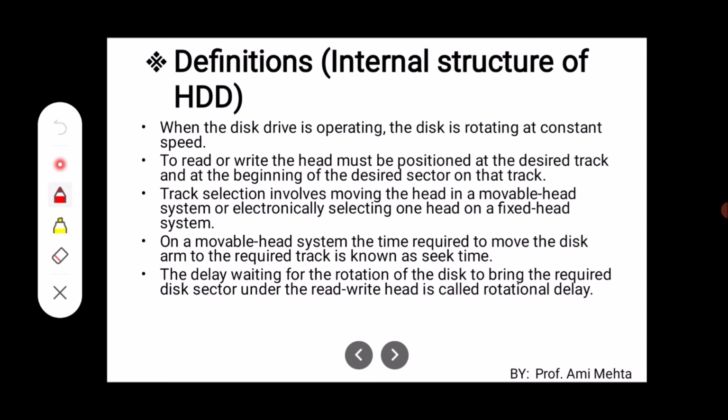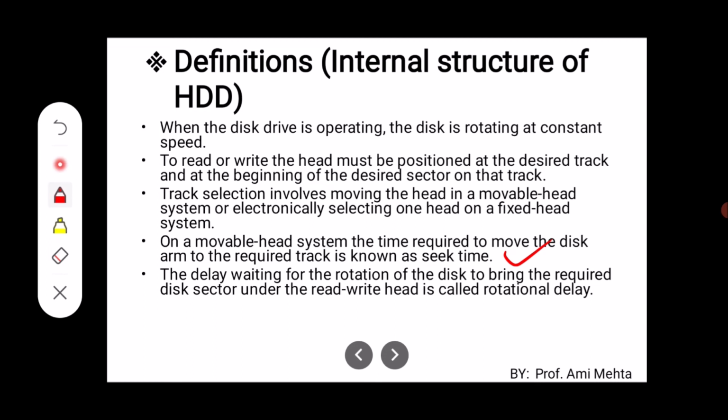On a movable head system, the time required to move the disk arm to the required track is known as the seek time. Obviously there is some time required to move a particular cylinder to position the track. So, on a movable head system, the time required to move the disk arm to the required track is known as the seek time.